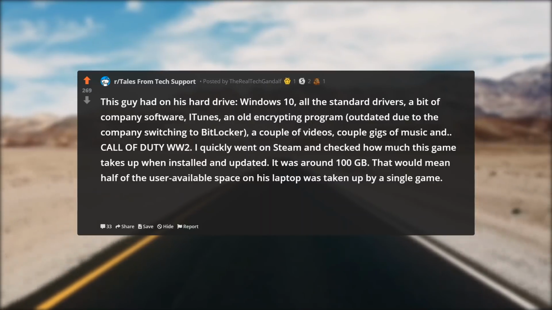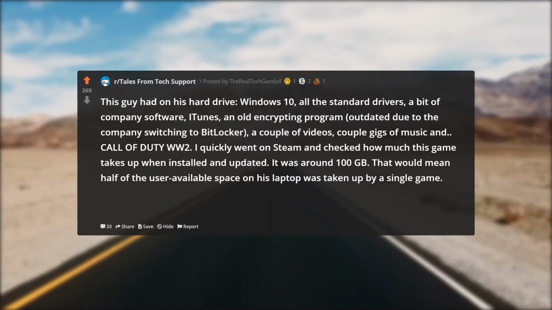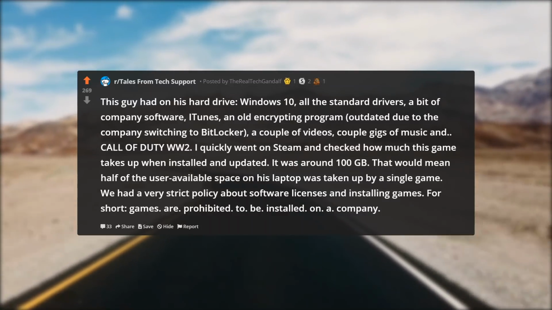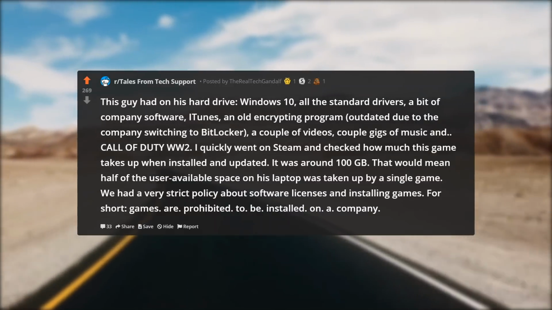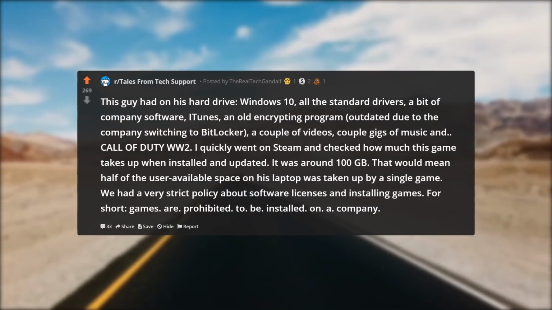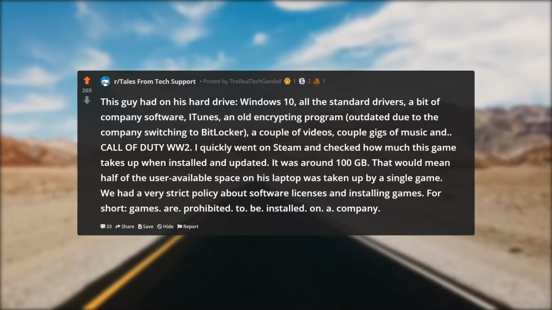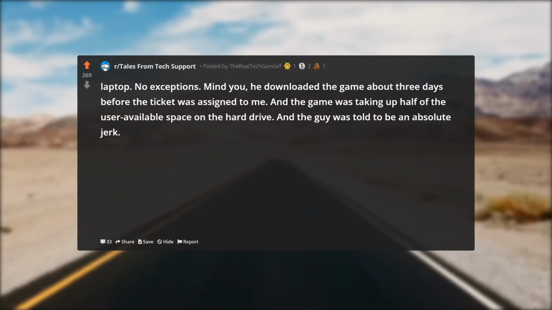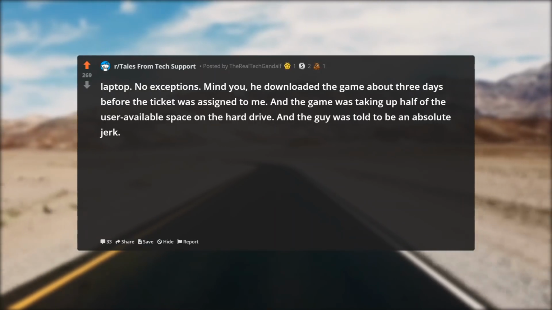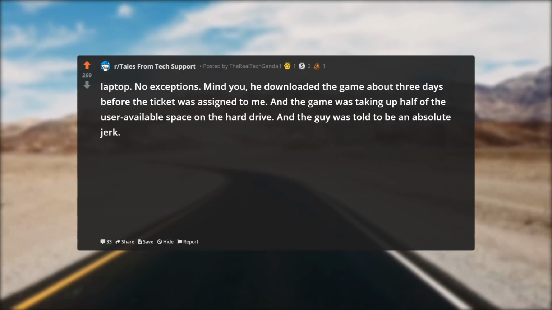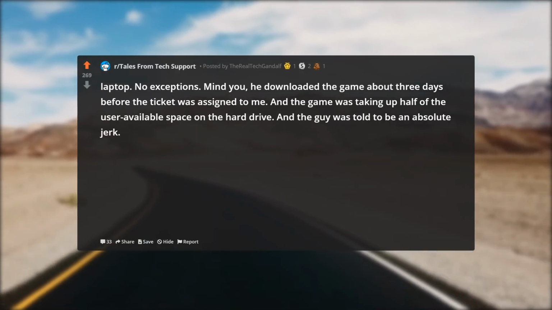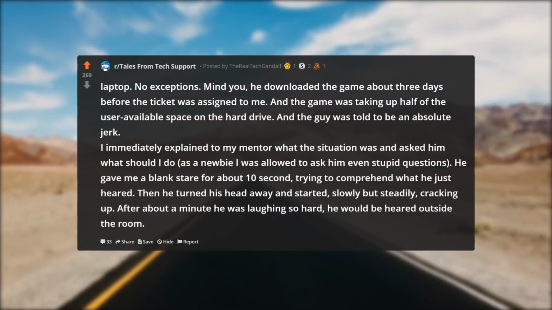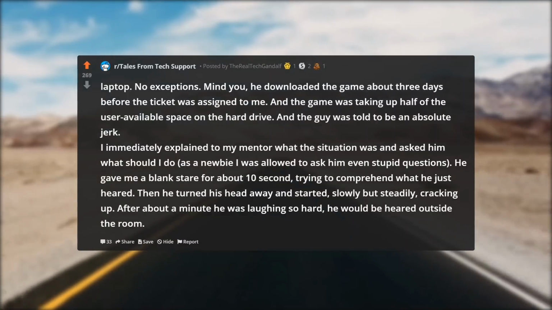That would mean half of the user's available space on his laptop was taken up by a single game. We had a very strict policy about software licenses and installing games. In short, games are prohibited to be installed on a company laptop. No exceptions. Mind you, he downloaded the game about 3 days before the ticket was assigned to me. And the game was taking up half of the user's available space on the hard drive. And the guy was said to be an absolute jerk. I immediately explained to my mentor what the situation was and asked him what I should do.